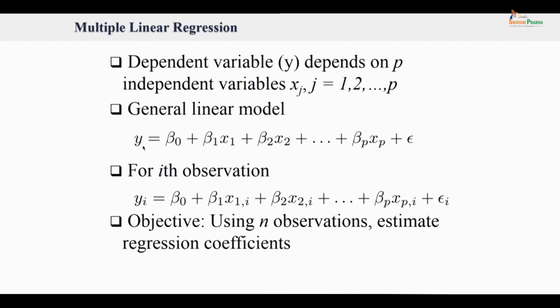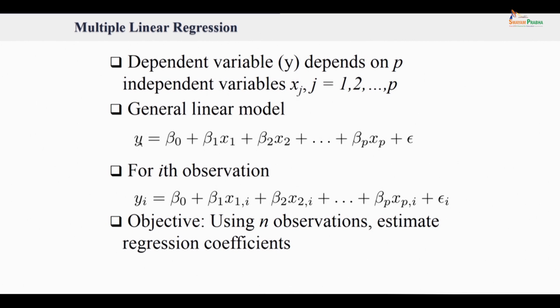We can say y, the dependent variable, is equal to beta naught, an intercept, plus beta 1 times x1 plus beta 2 times x2 and so on up to beta p times xp, where beta 1, beta 2, up to beta p represent the slope parameters or the effect of the individual independent variables on the dependent variable. In addition we also have an error.